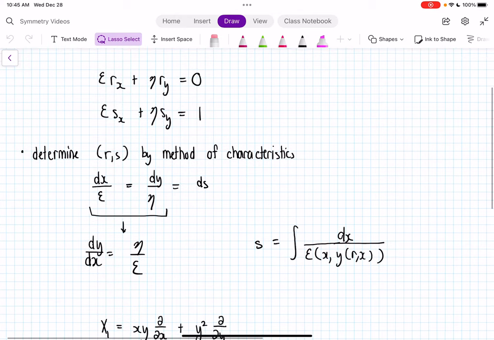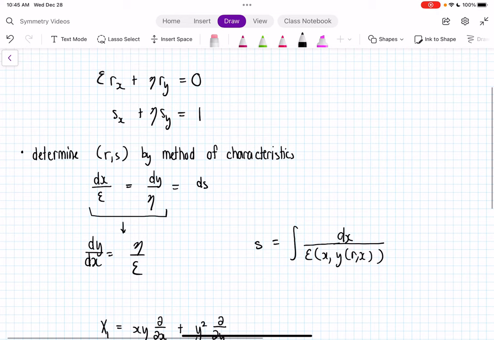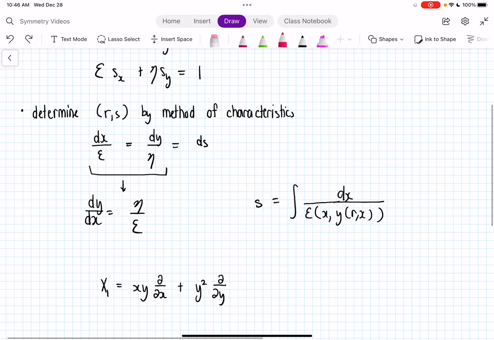I'm working on the assumption you've already seen all the theory in your textbooks for canonical coordinates, how to find them, and definitions, etc. Here, where I've written r sub x and r sub y, that's the derivative of r with respect to x, the derivative of r with respect to y, etc. And r and s, of course, are our canonical coordinates. So we're going to find them using the method of characteristics.